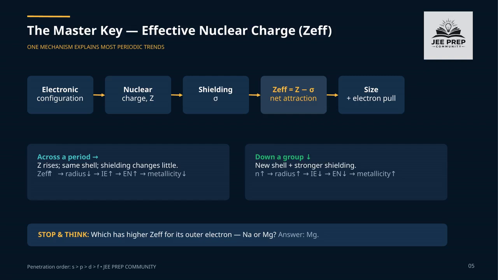Now solve the authentic JEE Main question from 7 April 2025 evening shift 2. Choose the incorrect trend in atomic radii. Option A says radius of bromine is less than radius of potassium. Option B says radius of magnesium is less than radius of aluminium. Option C says rubidium is less than cesium. Option D says aluminium is less than cesium.